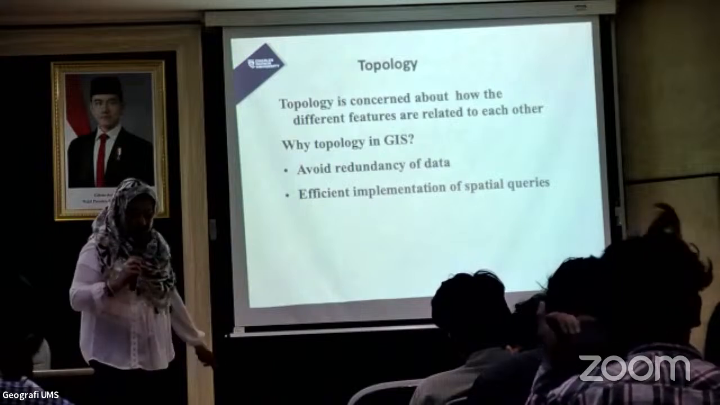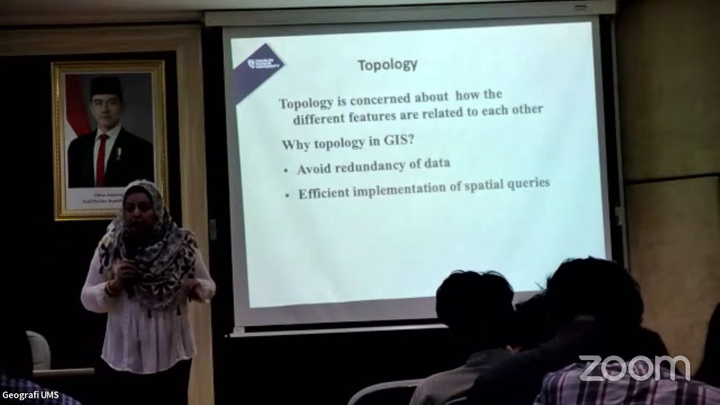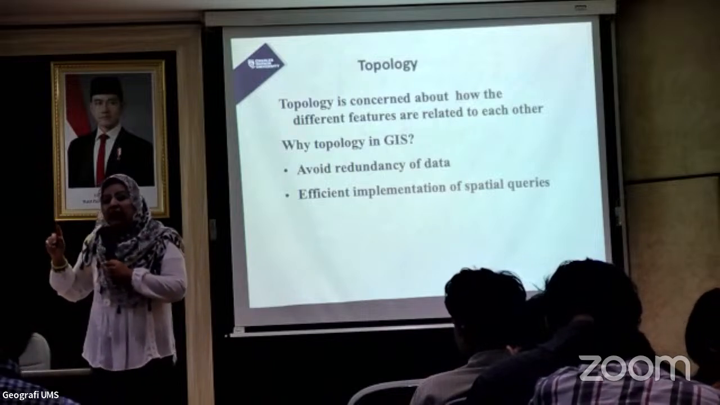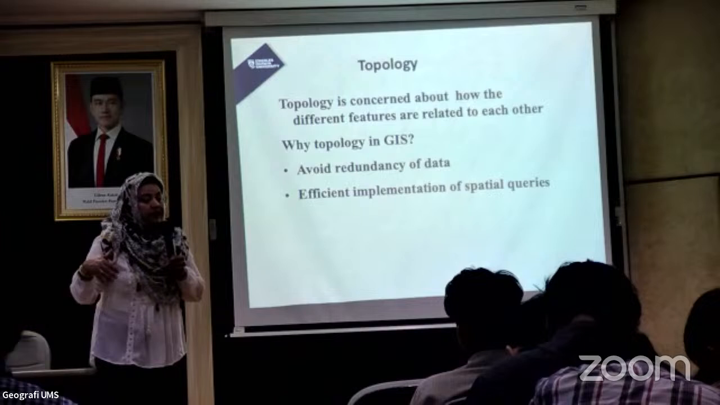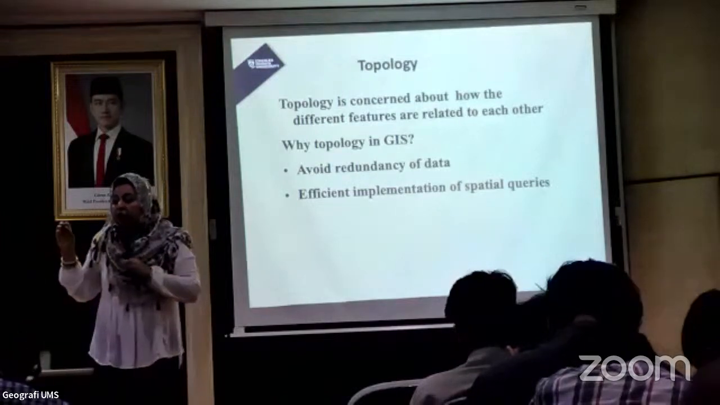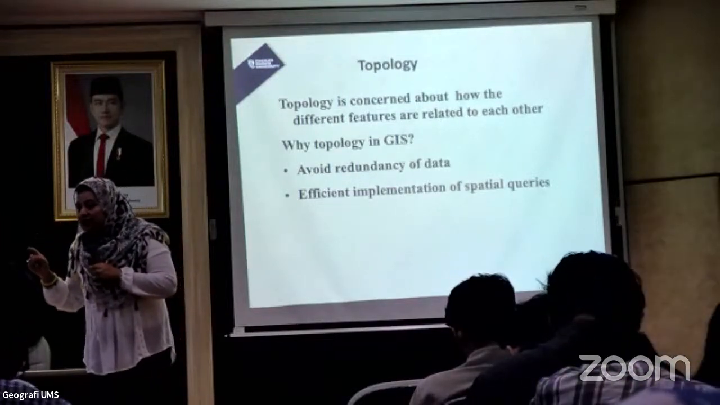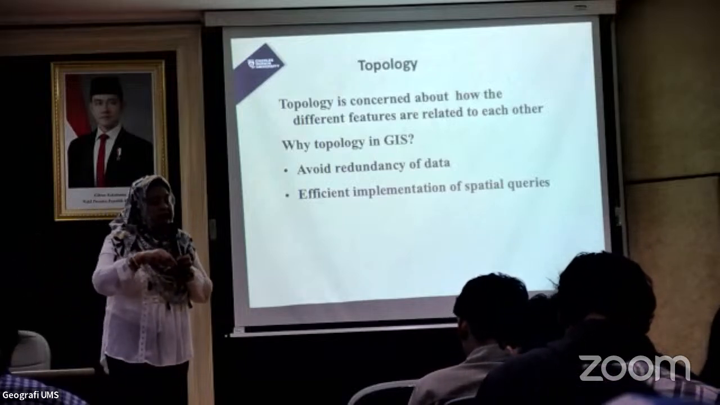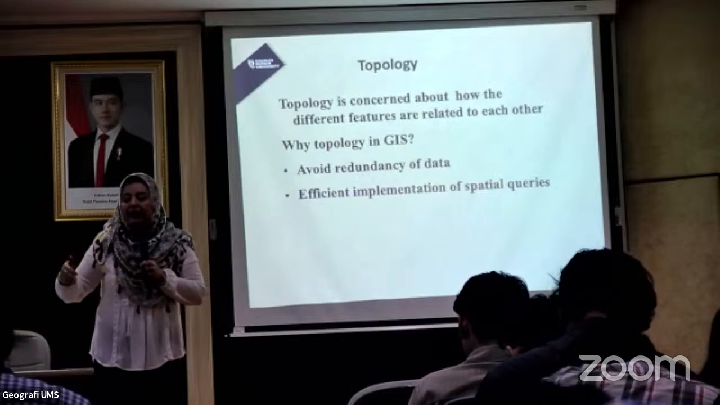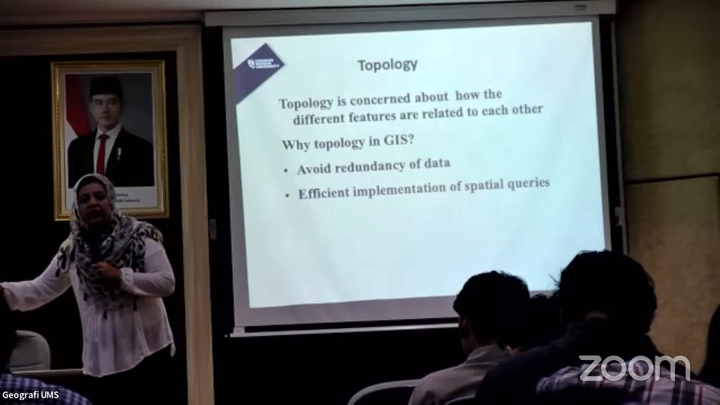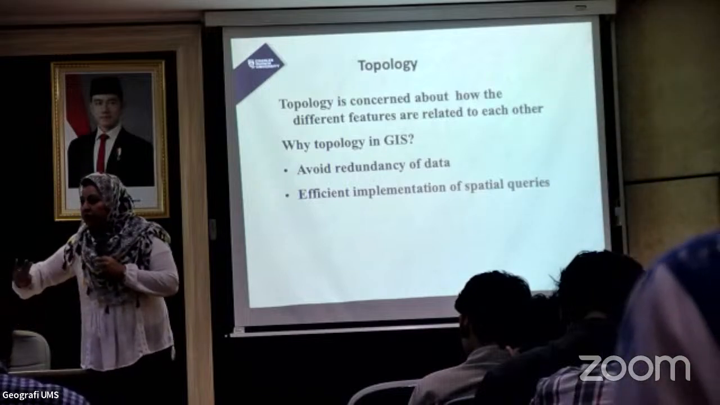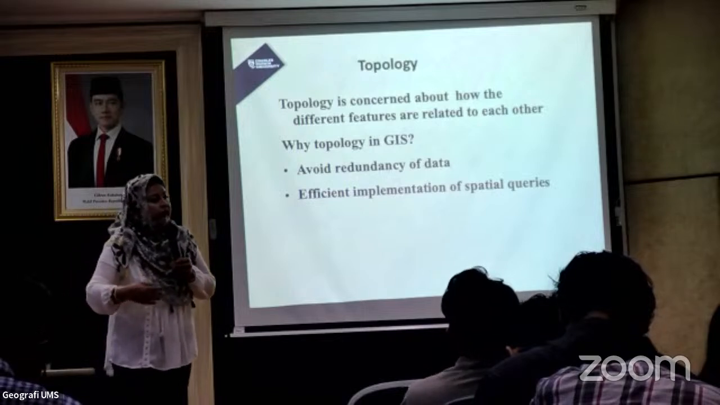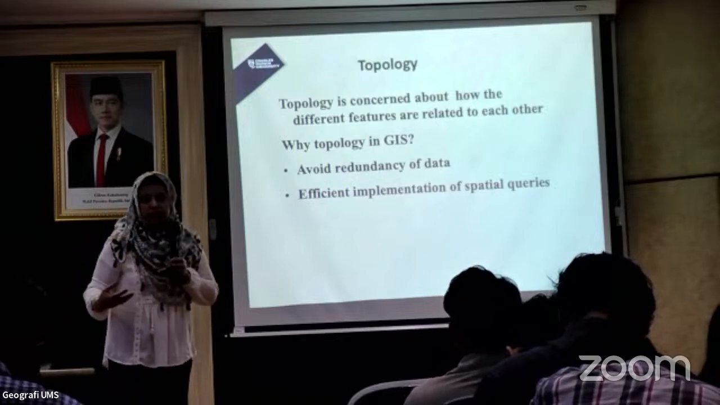So in GIS, why do we store that topological information? Because we want our system to be efficient. We don't store redundant data. Redundant data is when you're storing the same information again and again. What will it make? It will make your file size bigger. When you process that file, it will take more time to process.